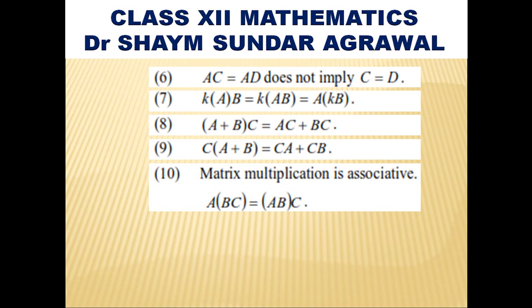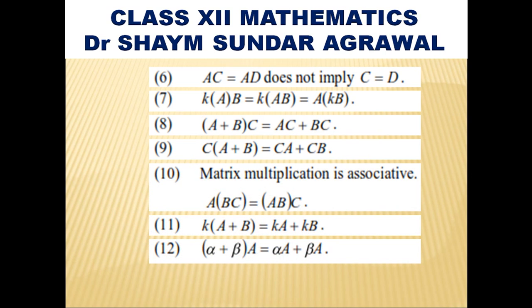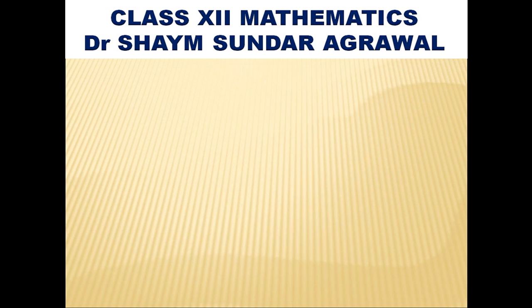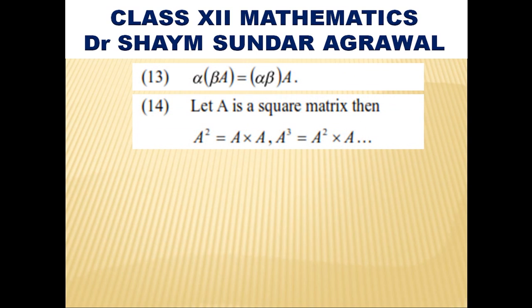Remember this. K into A plus B is equal to KA plus KB, where K is a scalar. Alpha plus beta into A is alpha A plus beta A, where alpha and beta are scalars. Alpha into beta into A is alpha beta into A, where alpha and beta are scalars. If A is a square matrix, then A square is A into A, A cube is A square into A, A to the 4 is A cube into A, like that.